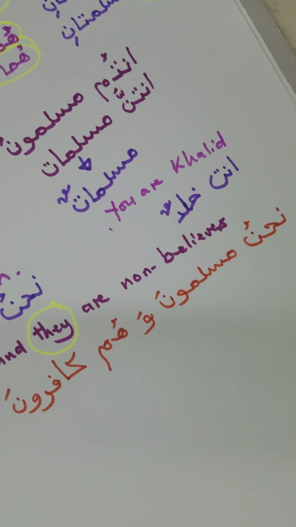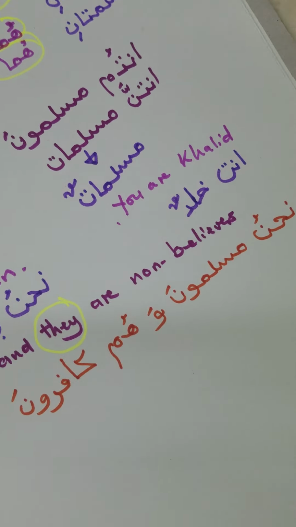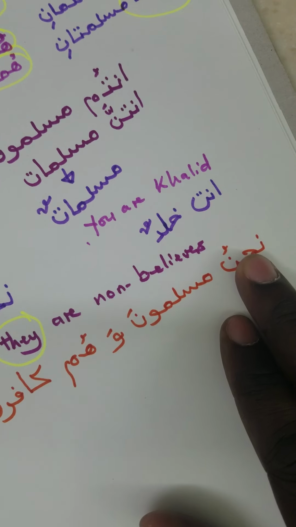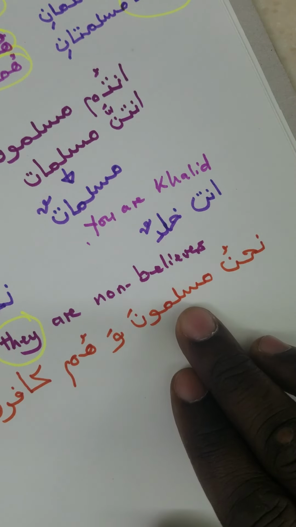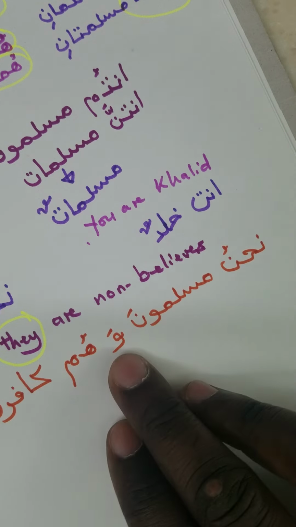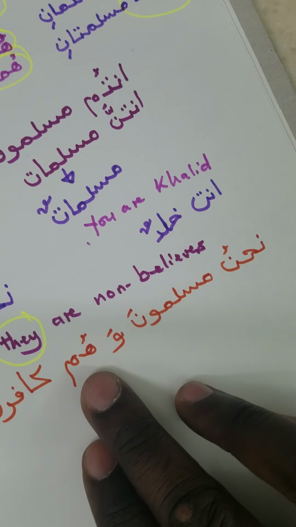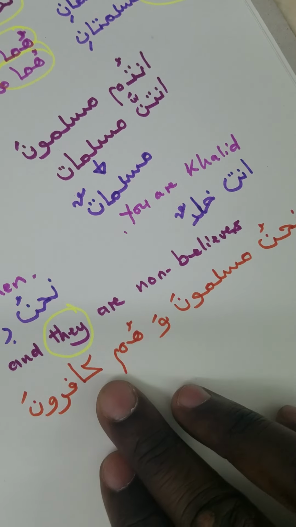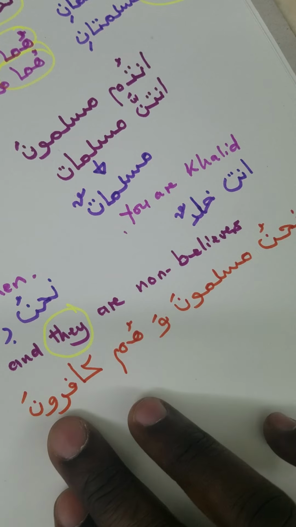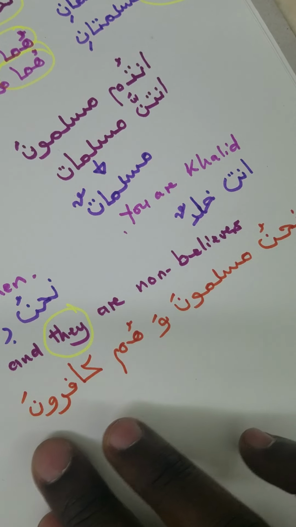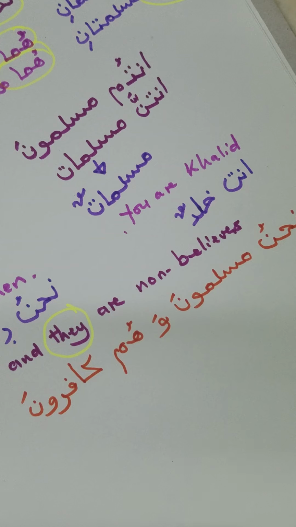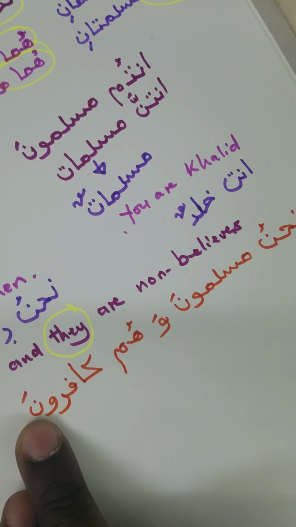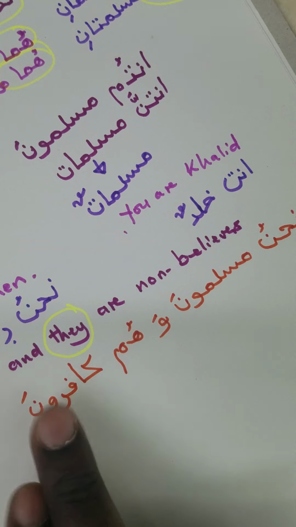When you speak this, of course, you have clearly indicated now we are Muslims, Muslimuna, and they, whom, are kafiruna. Kafiruna is the plural of the word kafir. Kafir is an unbeliever. When they are many, they become kafirun. And now these are men. It will look different when these are females.